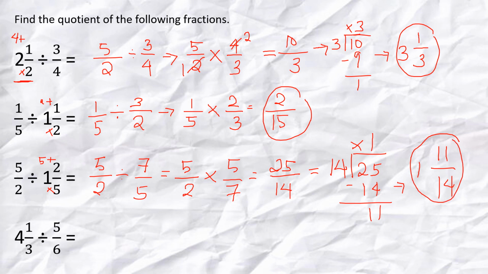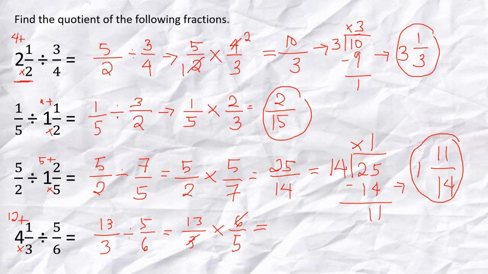And then lastly, we have 4 and 1 over 3. Change this into improper. 3 times 4 is 12. 12 plus 1 is 13 over 3. And then divided by 5 over 6. Copy your dividend, change division to multiplication, get the reciprocal of 5 over 6. It will become 6 over 5. Cancel out, cancel out. Common factor is 3.